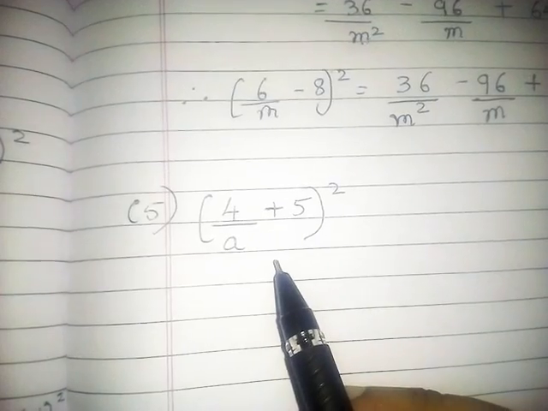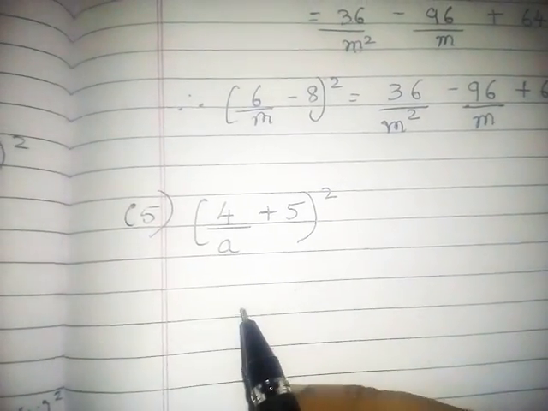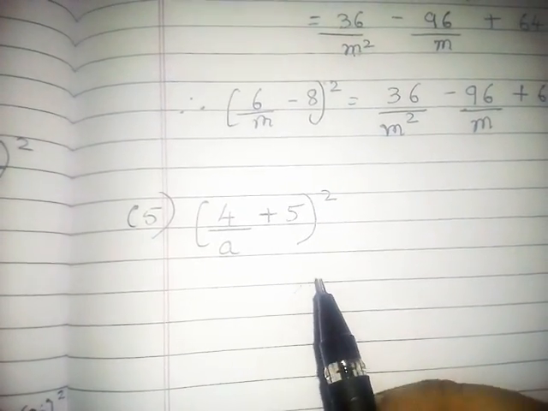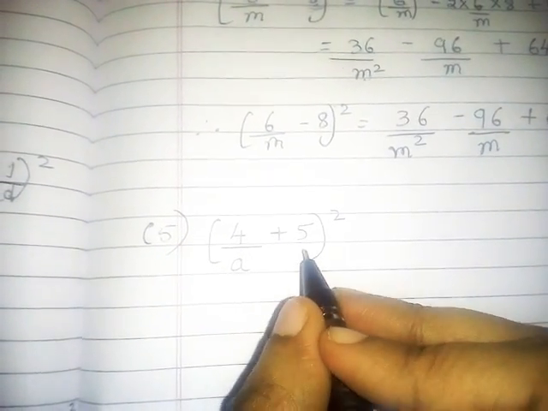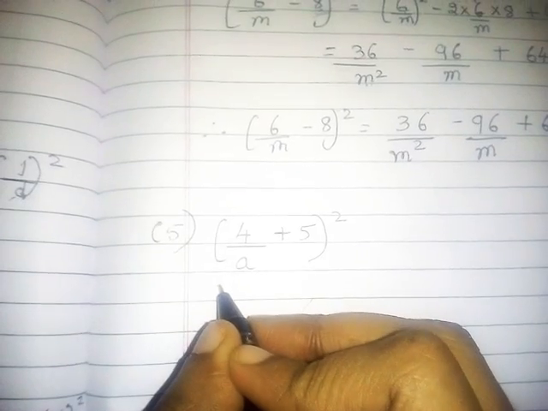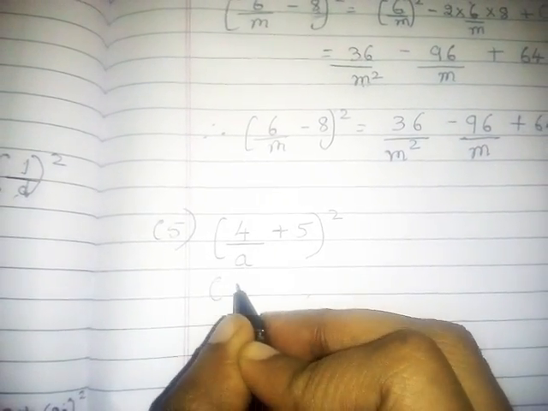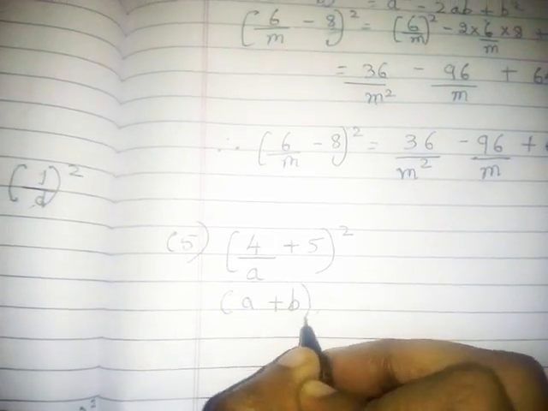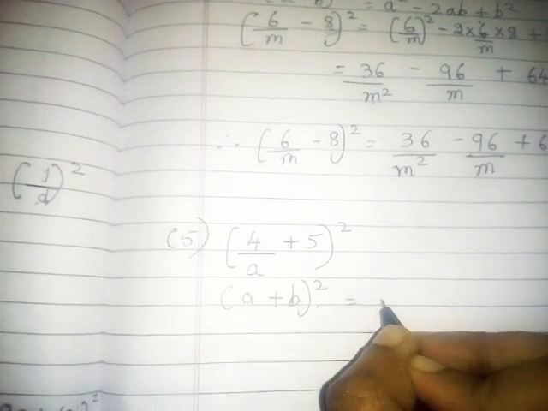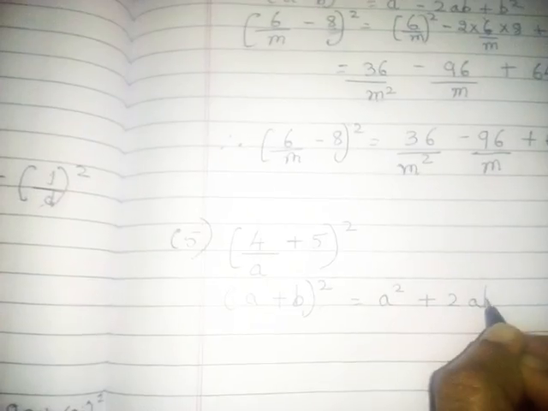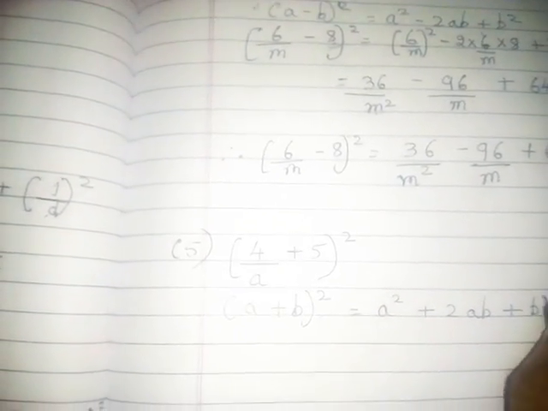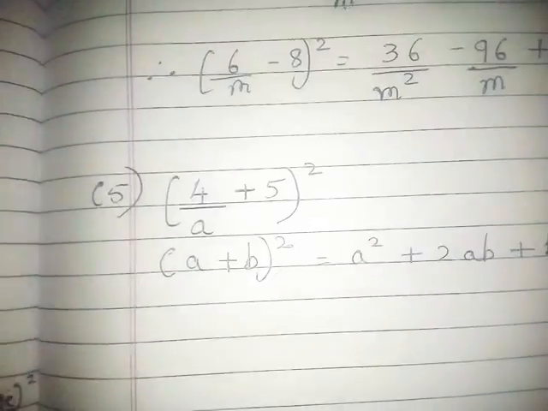Students, now we will do one more sum. This is the last one only. You have to understand it properly. 4 upon a plus 5 the whole square. This is the a plus b the whole square formula. A plus b the whole square is equal to a square plus 2ab plus b square. Okay.